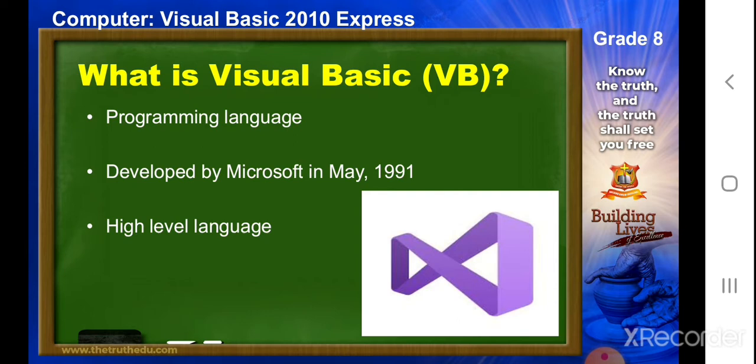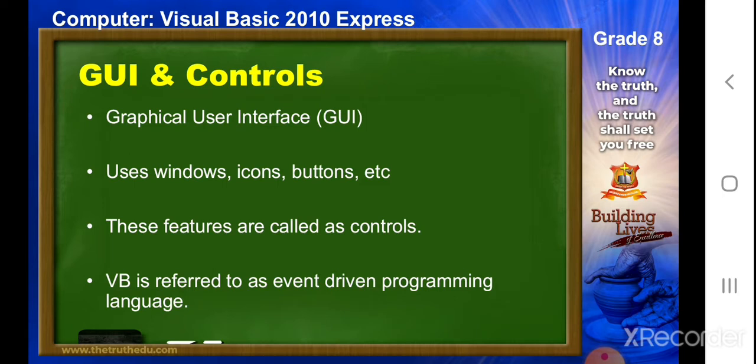So what is Visual Basic? Visual Basic is a programming language. It is developed by Microsoft in May 1991, and it is a high level language. Now, what is Visual Basic used for? Visual Basic is used to develop small apps, applications for your desktops and for your laptops, where you can also assign controls and text and other information in it.